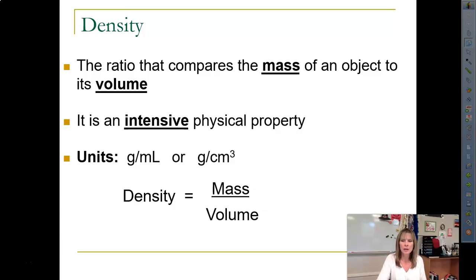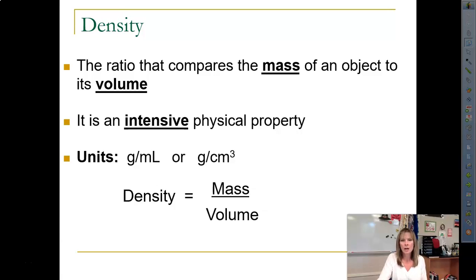Density is what compares the mass to the volume. Whatever the mass is per unit of volume. It's called an intensive physical property, and we'll talk about physical properties a little bit later. But an intensive physical property is a property of matter that doesn't change no matter how much you have. Density is the same no matter what.